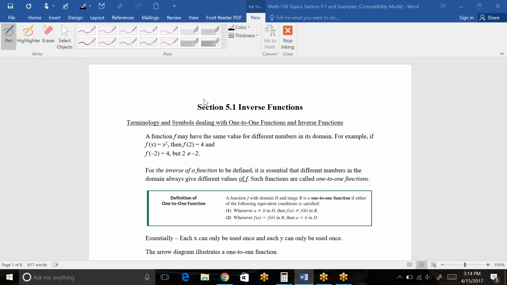All right, this is a pre-video for section 5.1. We will have a worksheet that goes along with these notes, a daily worksheet on our first class of next week. So let's look at what does it mean to be an inverse function.